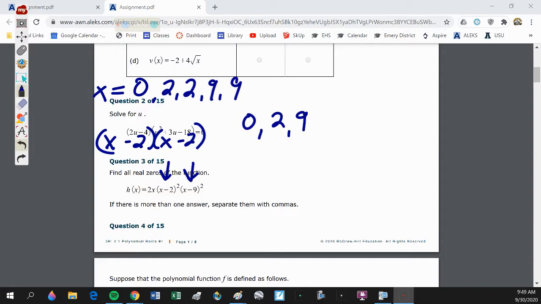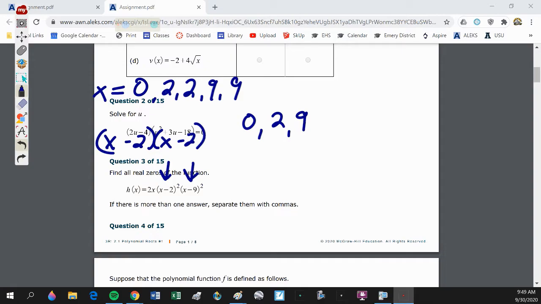But you're going to see in a future assignment that when a root happens 2 times or 3 times or 4 times, something weird happens on the graph. So there are problems in this assignment that ask you the question of what is that root's multiplicity? Multiplicity is a big word. It seems scary. It just means how many times did it happen?